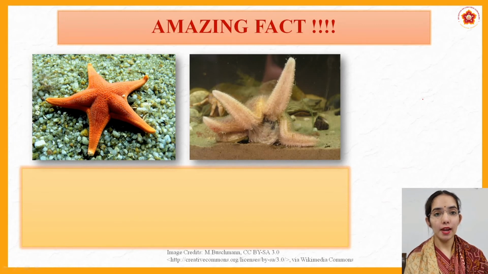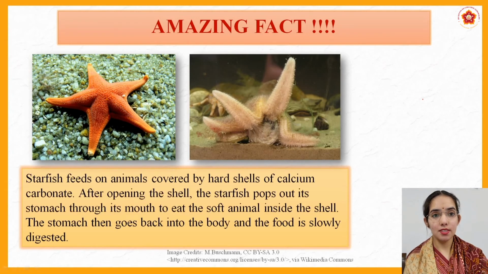It will go and, through its mouth, it will open up the shell, and once the shell is open, through its stomach, it will take out its mouth and eat the soft organism present inside it. So let's see how it eats. Starfish feeds on animals covered by hard shells of calcium carbonate. Then they open the shell. The starfish pops out its stomach through its mouth to eat the soft animal inside the shell.